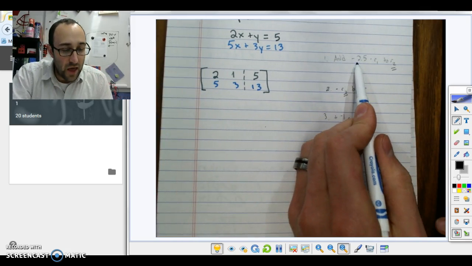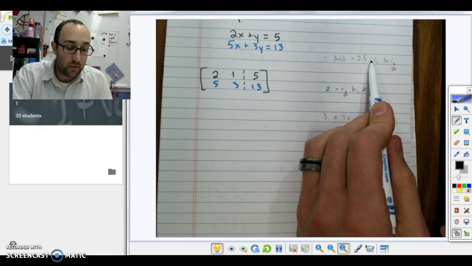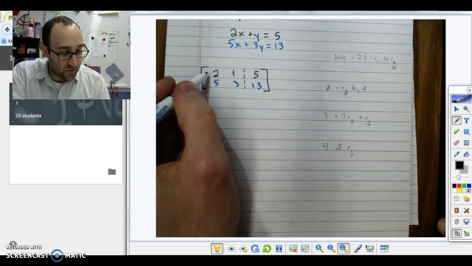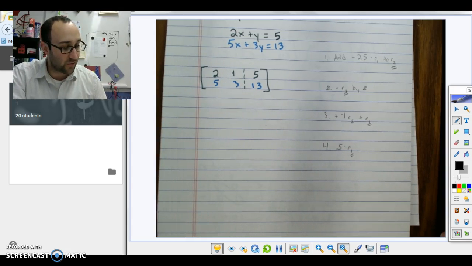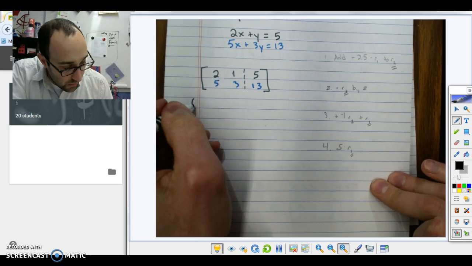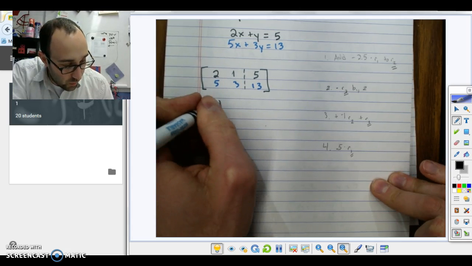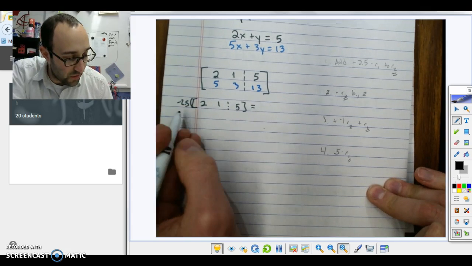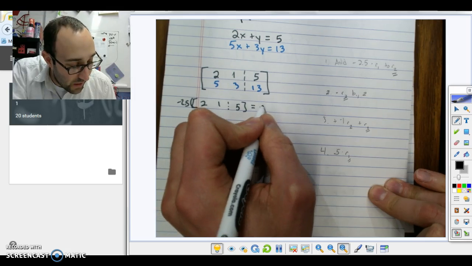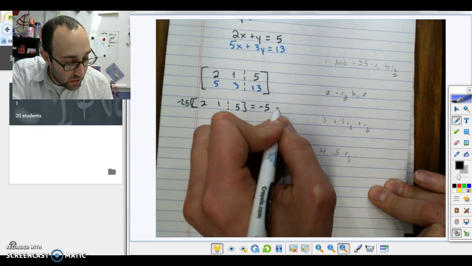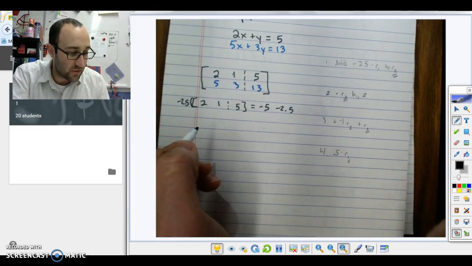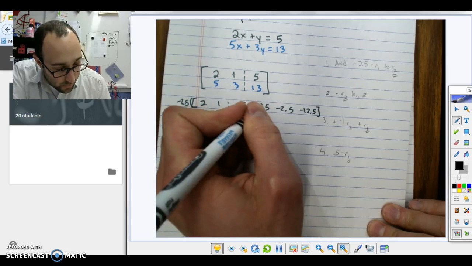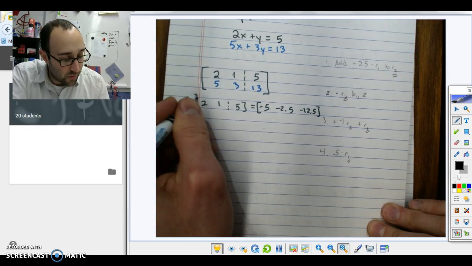So the first thing I'm going to do is add negative 2.5 times R1 to R2. I'm going to take that first row and multiply it by negative 2.5, so negative 2.5 times 2, 1, and 5. Negative 2.5 times 2 is negative 5. Negative 2.5 times 1 is negative 2.5. And negative 2.5 times 5 is negative 12.5. That's my new row, if I distribute all the way in.